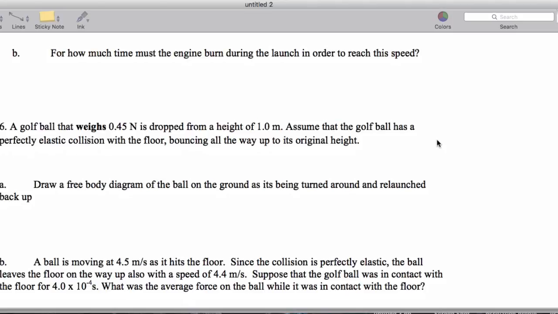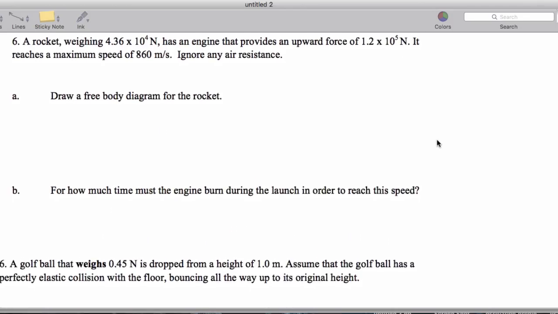In the next video, we're going to take a look at the impulse-momentum portion.